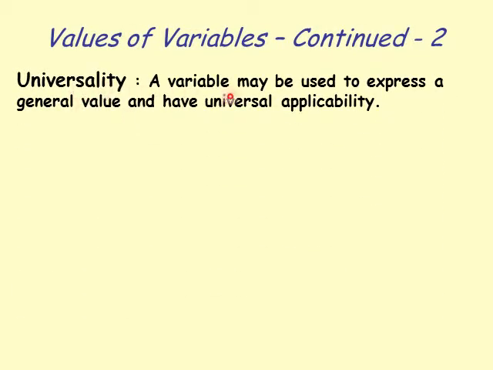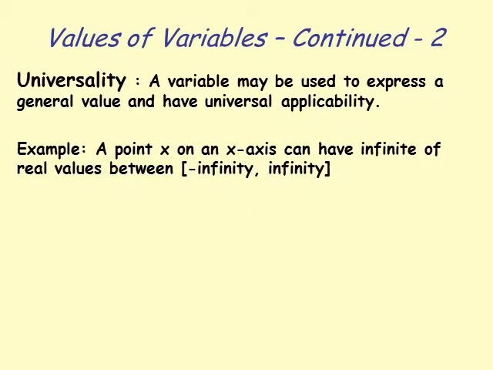Universality. A variable may be used to express a general value and have universal applicability. For example, a point x on the x-axis can have infinitely many real values between minus infinity and plus infinity. A point x on the x-axis, which is given by y equals 0, may have an infinite number of real values and is still a point on the x-axis.